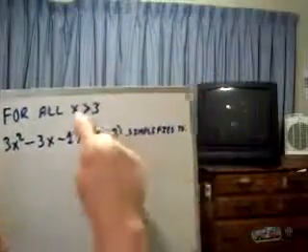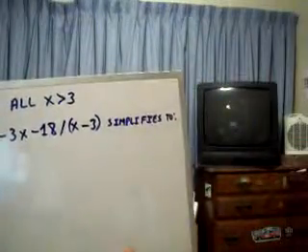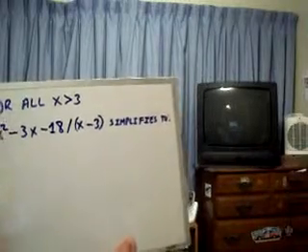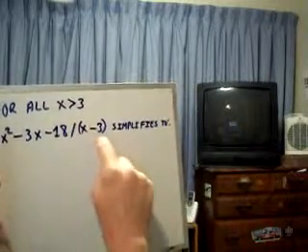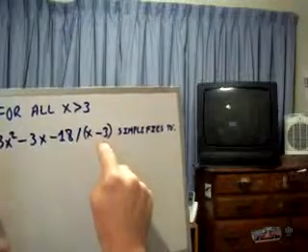Okay, let's break this down for you. Why does x have to be greater than 3? Well, that's because if you subtract 3 from 3, that becomes 0.